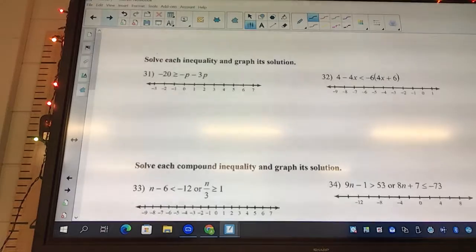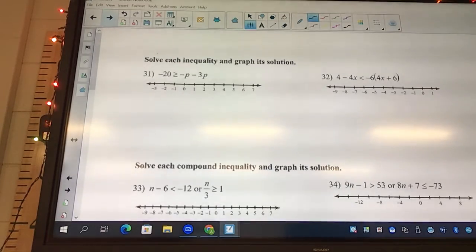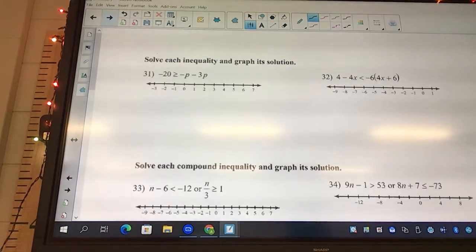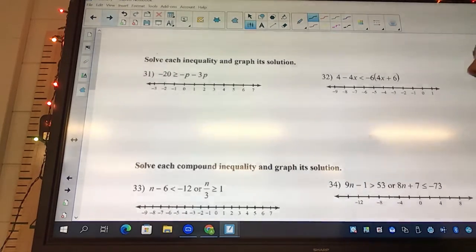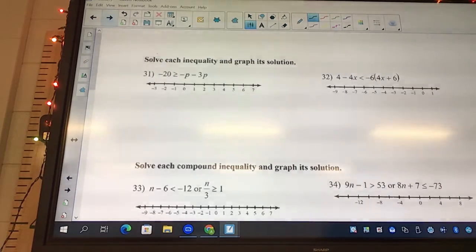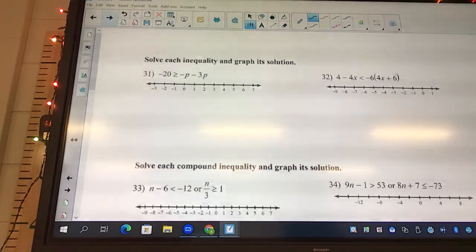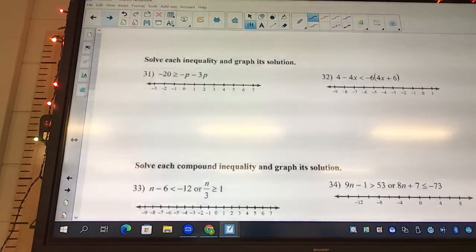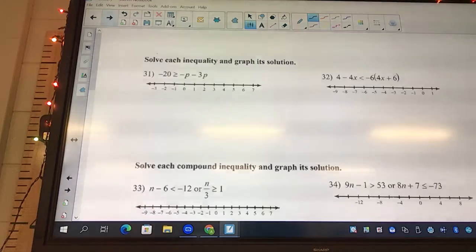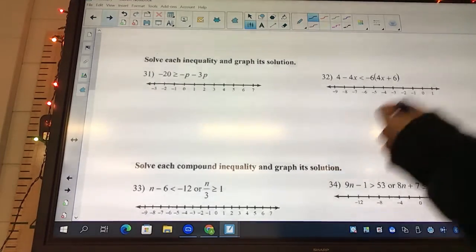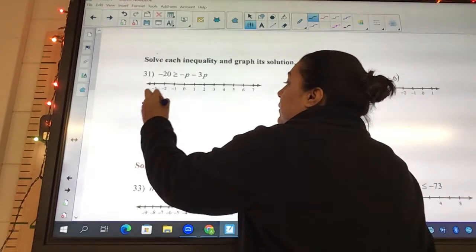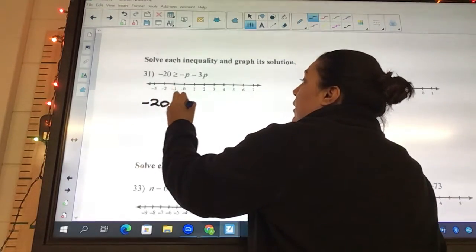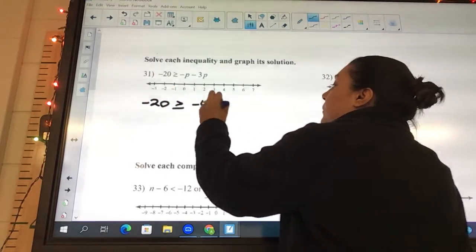Okay, solve each compound inequality. So you need to solve them first. So we need to do what first? Can we distribute? Nope. Okay, so then your next step would be to combine like terms. Can you combine anything? What? A negative 1p and a negative 3p, and that's going to give us what? Negative 4p.